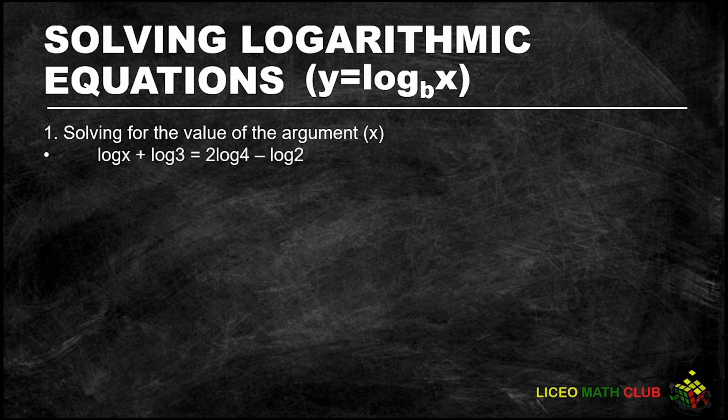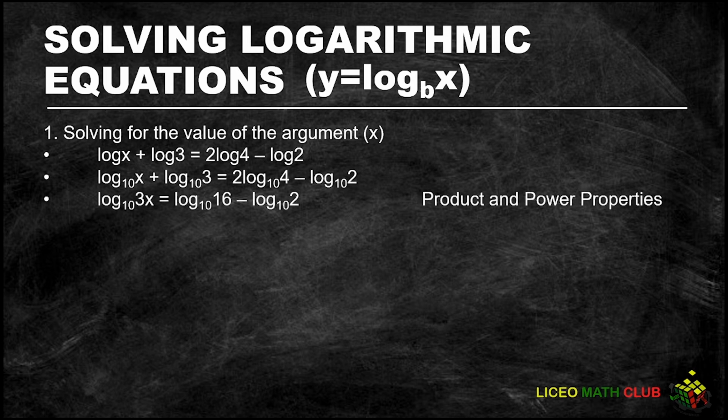Here we have the equation log of x plus log of 3 is equal to 2 log of 4 minus log of 2. Since there is no subscripted base, it is assumed that the base is 10. So it will become log base 10 of x plus log base 10 of 3 is equal to 2 log base 10 of 4 minus log base 10 of 2.